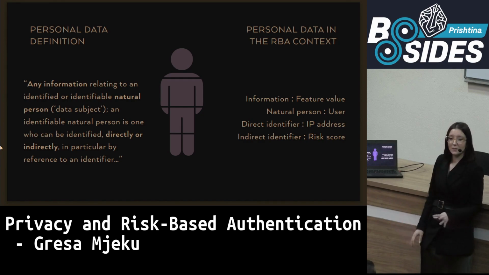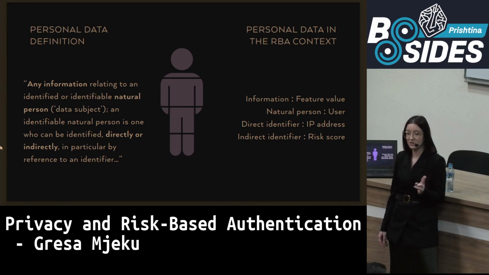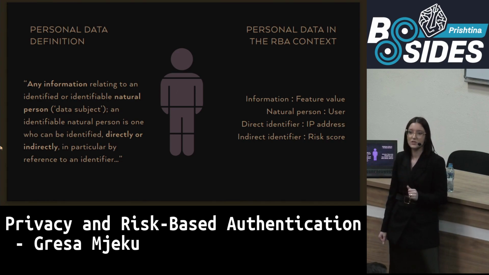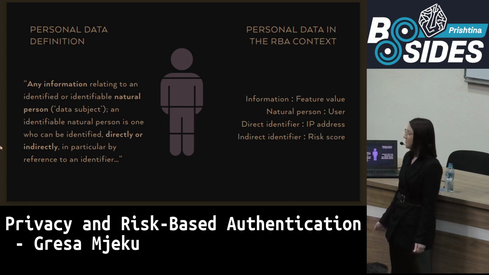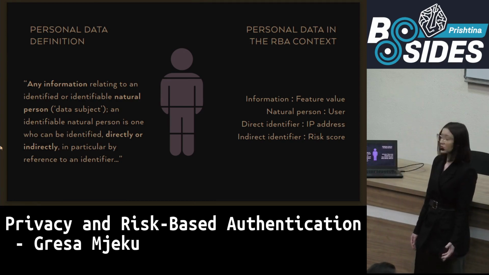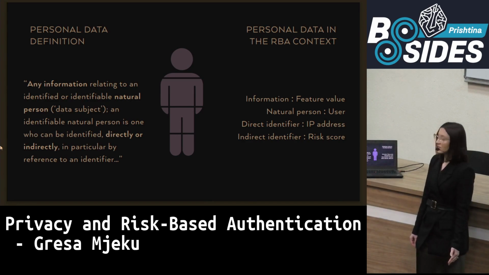So let's focus on the key information and map it to the RBA context. Data used by RBA certainly falls within the personal data definition, for two main reasons. The implementation of RBA works relying on feature values. These feature values are unique identifiers by themselves, for instance, the IP address. On the other hand, the risk score is classified as a unique identifier itself because it indirectly identifies us and our interaction with the system.